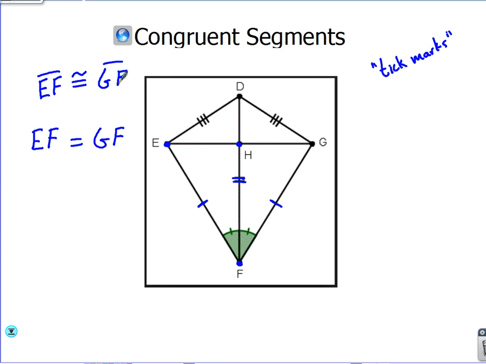You could go a step further. You could say, well, HF, I don't see anything with 2 tick marks, but I do know that line segment ED is congruent to DG. You can put DG or GD because they also have equal measurements.